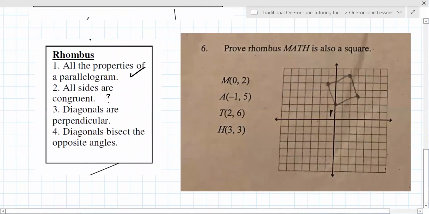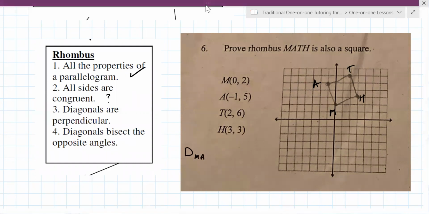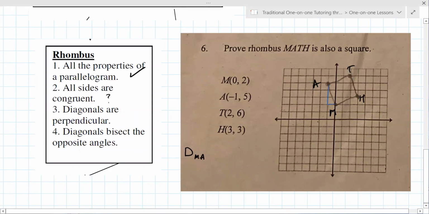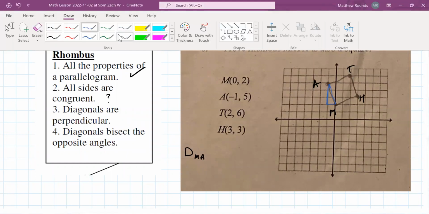So we've got M, A, T, H. So we want to find the distance from M to A, and you were right here. There's a triangle. There's this triangle in blue here. Maybe that's not a good color. How's that color coming in on your side? Oh, it's good. Looks good.